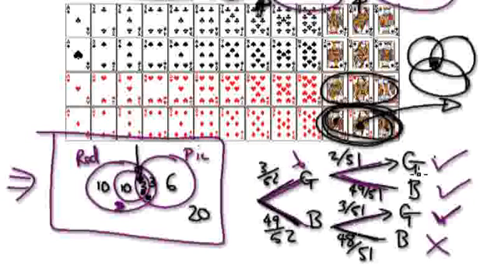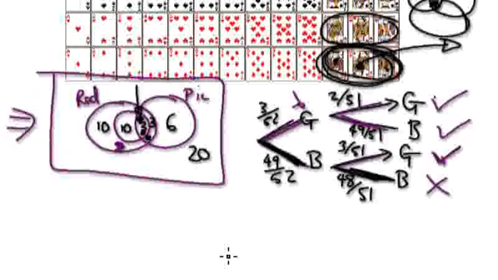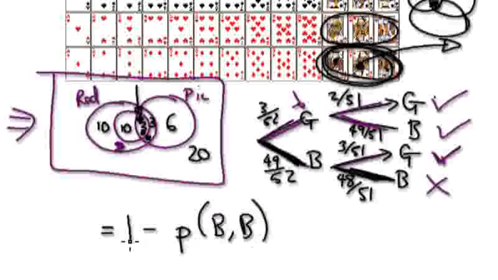Rather than working out all 3 branches, I'm just going to work out one branch here, bad and bad, and then get 1, take away that answer. So our answer will be 1, take away the probability of bad and bad. If this is confusing, then you can work out this branch and then add it to this branch and then add it to this branch here. But rather than working out 3 branches, I'm just going to work out one branch and just get 1, take away this branch here.